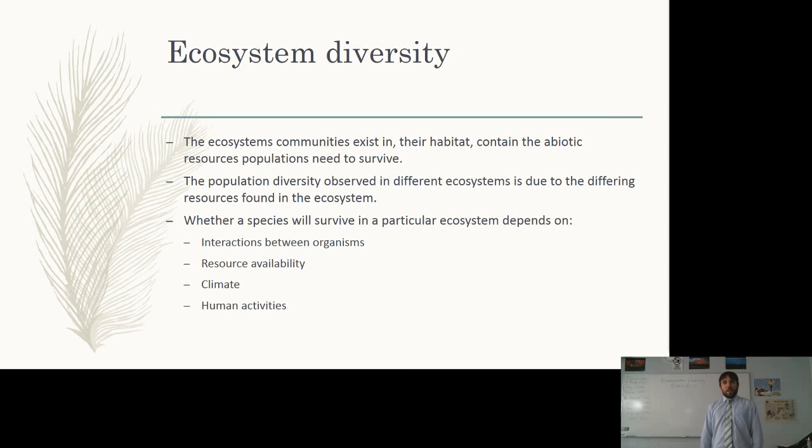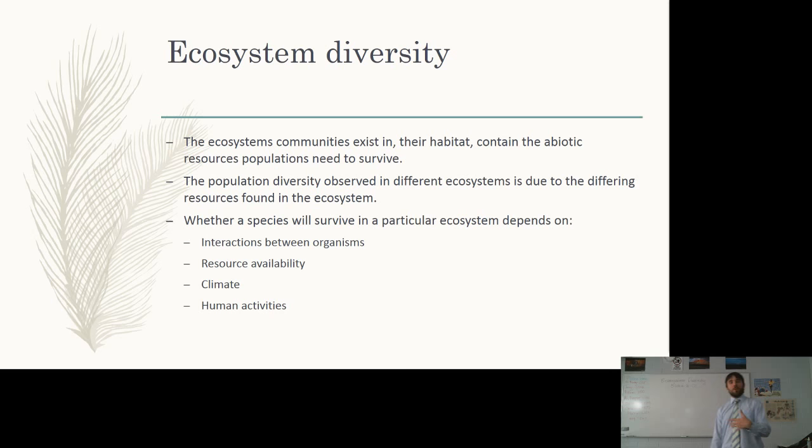So year 11, we're looking now at ecosystem diversity. Now, the ecosystems that communities exist in, that is, the habitat that you can find a community in, contain abiotic resources that the population needs to survive, as well as biotic resources too, the food and everything that they need to survive. The population diversity that we can see in different ecosystems comes about because of the differing resources.